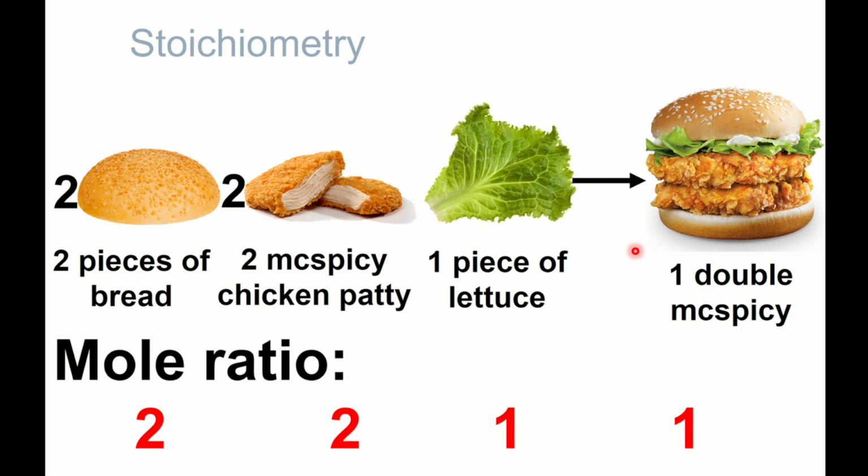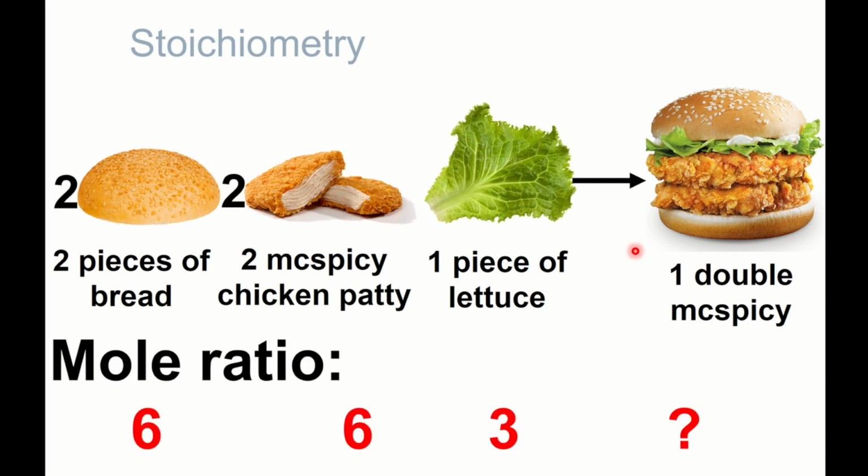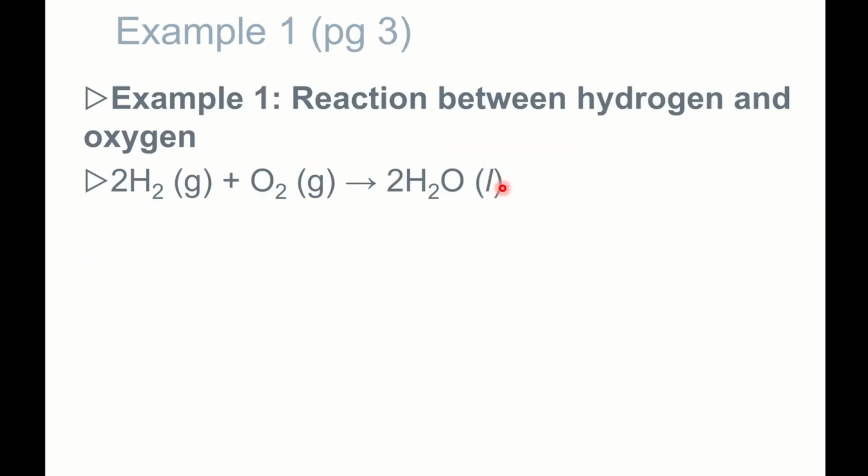Okay, so now I have 6 pieces of bread, 6 pieces of chicken patty, 3 pieces of lettuce. How many sets of double McSpicy can I make? Is your answer 3? Okay, so McDonald's is open now. You can go and get this double McSpicy. Okay, so stoichiometry is to look at the relationship between the reactants and the products.